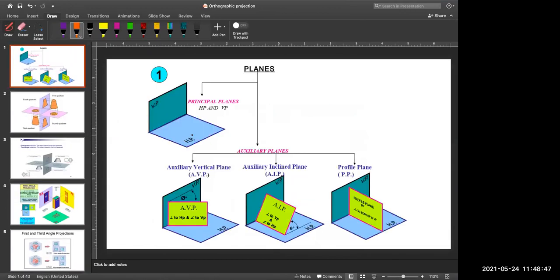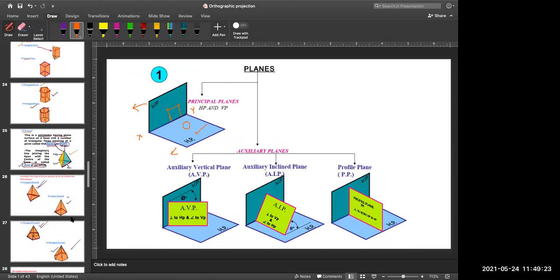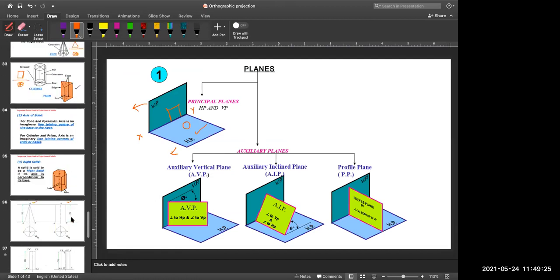This is your horizontal plane. Suppose one cylinder is placed on this horizontal plane. If you draw the projections, the rectangle will come over here and the circle will come below your xy line. Then we open this in this direction and this in this direction. So you will get a rectangle above xy and a circle below xy, like that we have drawn over here.